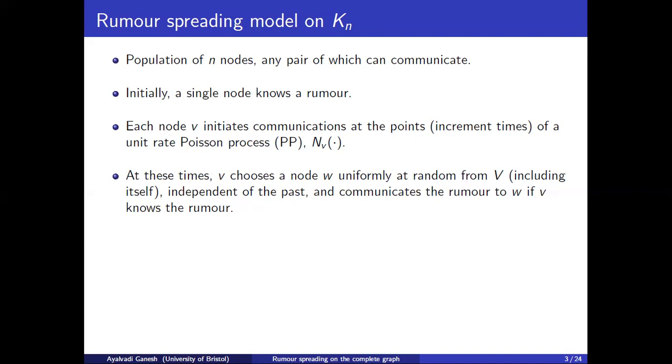And how do I do that? I pick someone uniformly at random, completely independent of the past. So I don't keep track of who I have already passed on the rumor to. I just uniformly pick someone, maybe the same person I picked last time, and repeat the rumor to them. And I could also repeat it to myself. So that's the model.